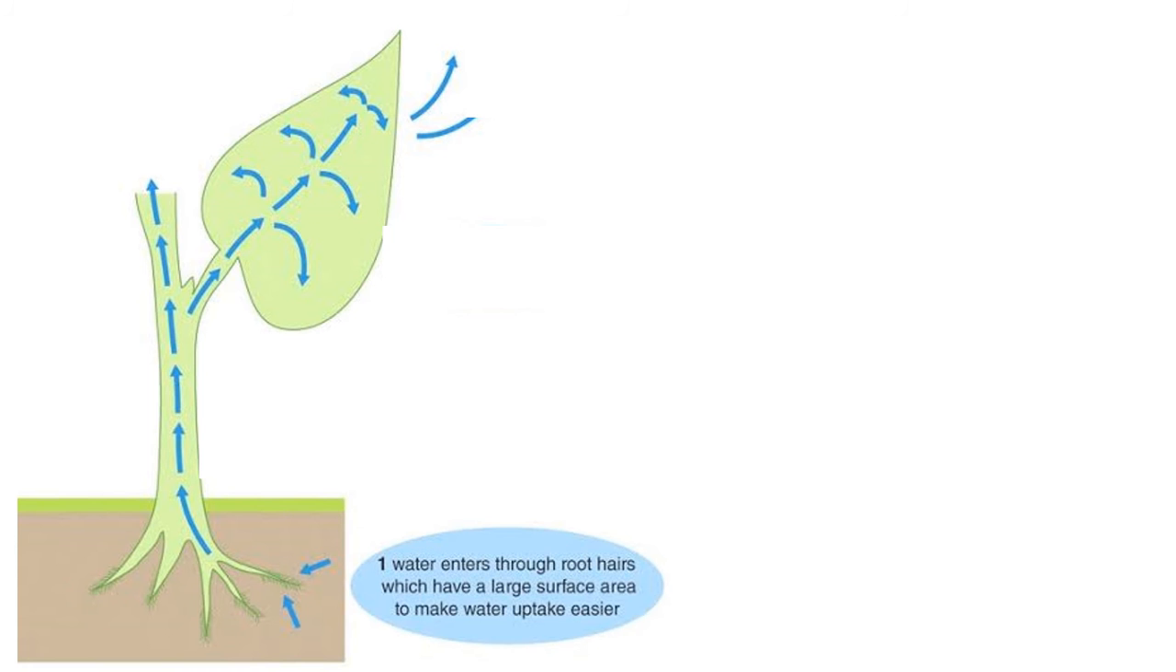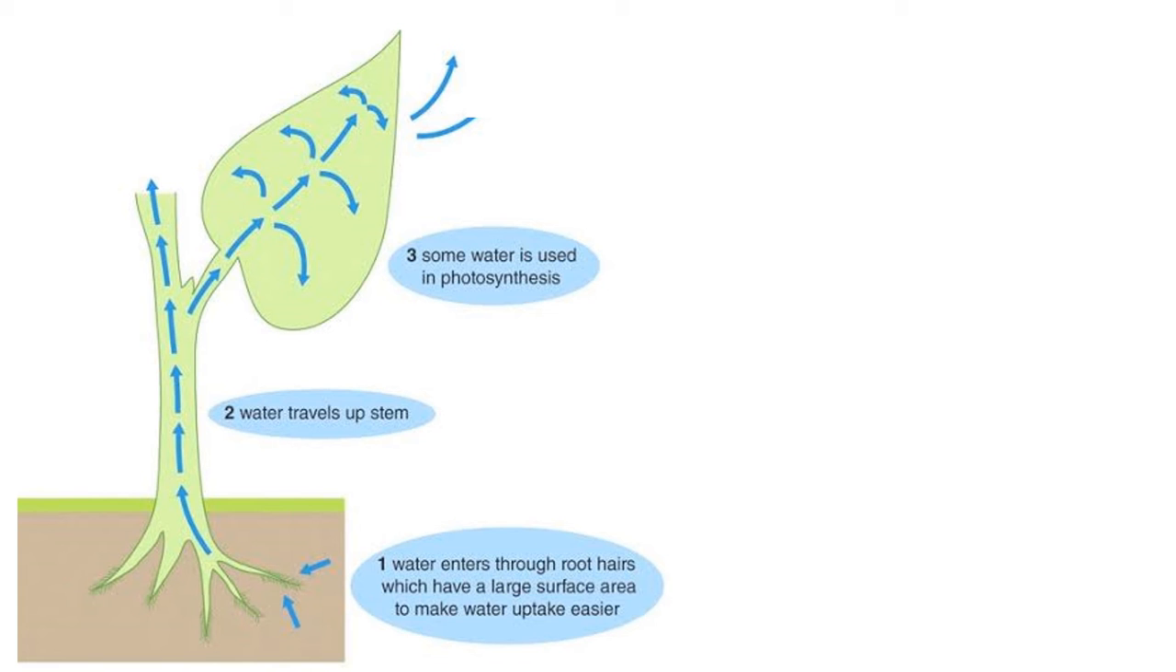Water enters the root hairs, which have a large surface area to make water uptake easier. It then travels up to the stem, then to the leaves, where some water is used for photosynthesis. Some of the water, however, is evaporated because the leaf itself is exposed to the sun, and therefore water escapes through the small openings under the leaf, which we call the stomata.